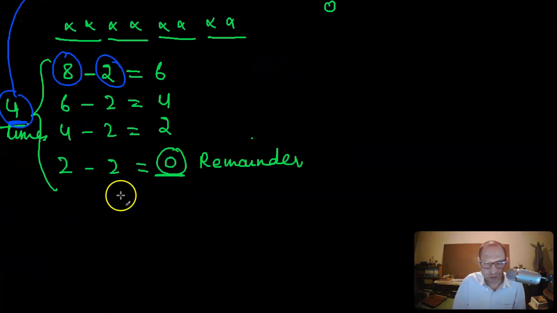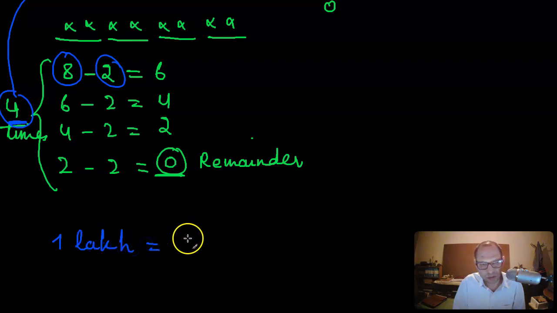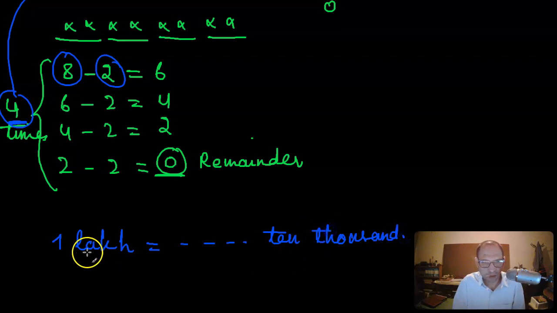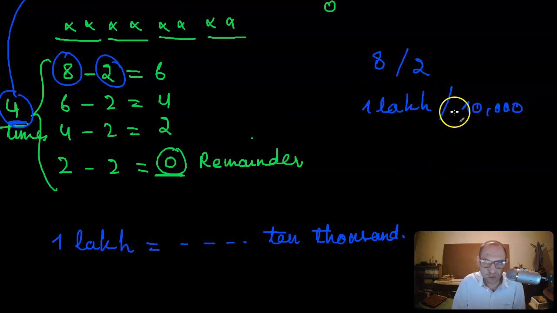And so to answer the question, for example, how many lakhs, or essentially the question that was asked was this way: 1 lakh is the same thing as so many 10,000s. Right, so 1 lakh is the same thing as so many 10,000s. We want to know how many 10,000s are there in a lakh, right? So how many 10,000s are there in a lakh, or how many 2s are there in an 8? So 8 divided by 2. How many 10,000s are there in a lakh? 1 lakh divided by 10,000.